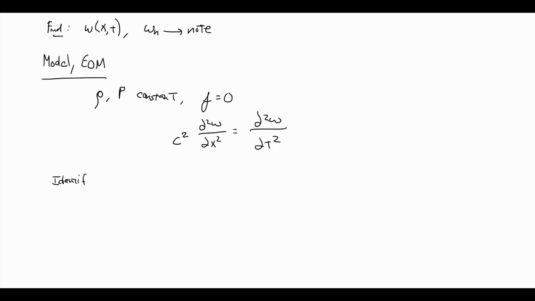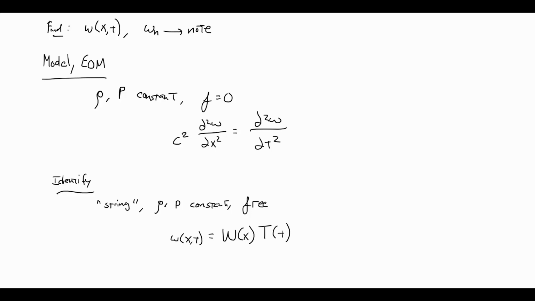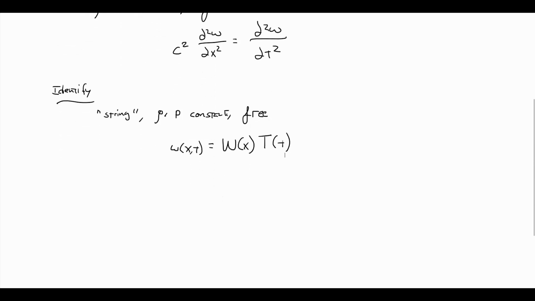So that is the equation of motion, and we kind of put the identify step in here as well, because we want to know what the solution is going to look like. So again, this is a string type of problem, and I'll rewrite it here: P and rho are constant, and it's free, or autonomous. So that means based on the equation of motion we have, it is separable. So W of x,t, we're going to be able to write as a W function of only x times a capital T function of only time. And that's going to be important in our solution process.